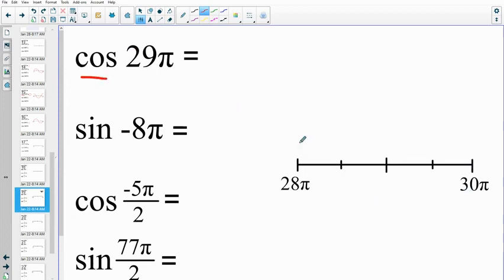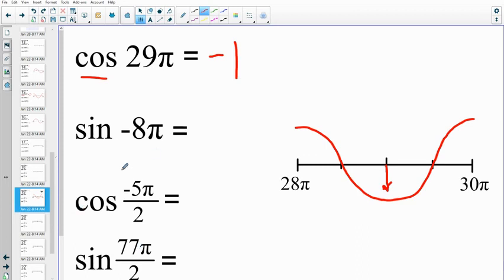This is a cosine graph, so I'll think of what it looks like between 0 and 360. That's the same, oops, I should have said between 0 and 2 pi. That's the same shape the graph will be between 28 pi and 30 pi. So 29 pi is going to be halfway in between. Looks like we're down here at -1.